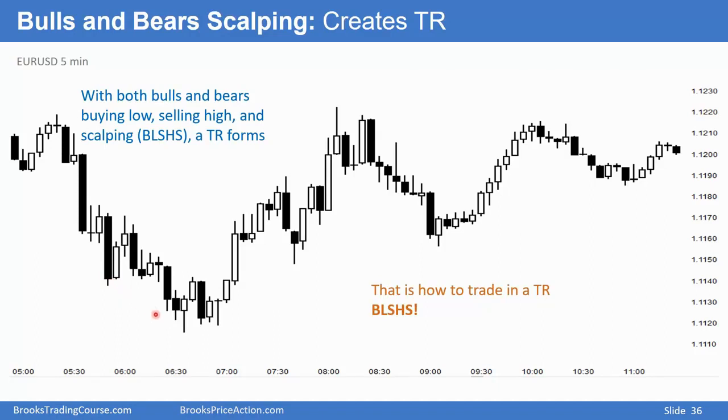With both bulls and bears buying low and selling high, chances are there's going to be a trading range. Bulls are buying low to put on long positions. Bears are buying low to take profits. Bulls are selling high to take profits, and bears are selling high to initiate shorts. And that's how to trade in a trading range. You buy low, and you sell high, and you take relatively quick profits. And that creates a trading range.